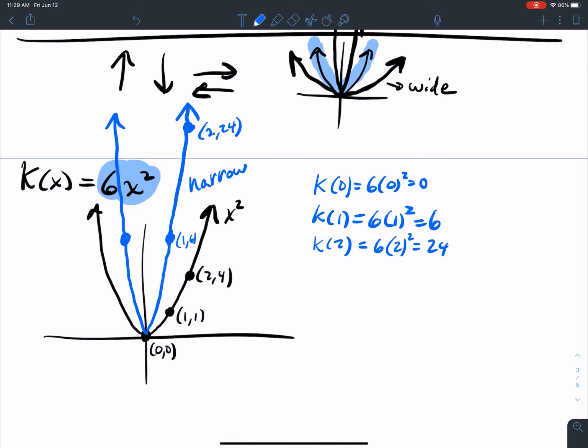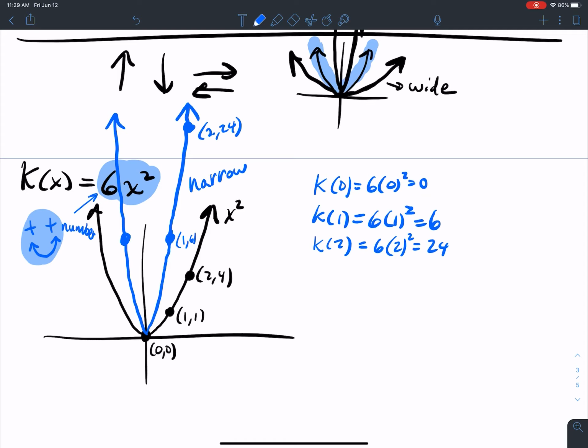Okay. The other thing about it is that if the coefficient in front is a positive number, positive numbers have a minimum, okay? So you're smiling when you're positive. So we are concave up, okay?